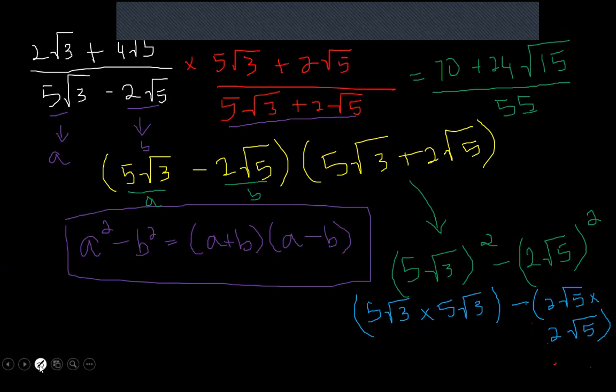Okay, so what color to use? Let me use the red. I can simplify this even further. So when I simplify this using the rules, what I'm going to get is the 25 times 3, just like we worked out just now, which would give me 75, minus, when we worked out this just now, we get 20, which would give me the 55.